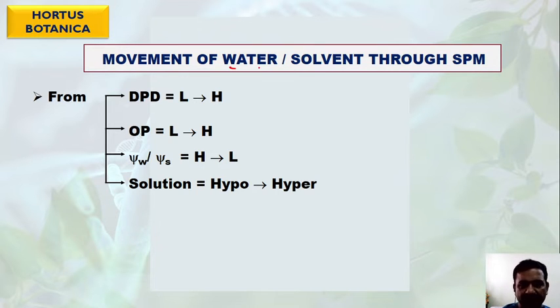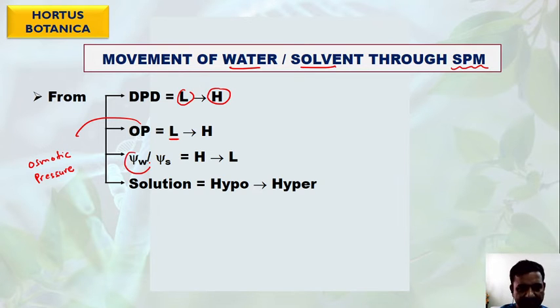Just as I told you, this is the movement of water, the solvent, through a semi-permeable membrane. So it will move from low DPD to high DPD, from low OP, where OP means osmotic pressure, and this is your water potential, and this is your solute potential. In terms of solution, it is movement from hypotonic to hypertonic. So this is one definition, this is the second definition.